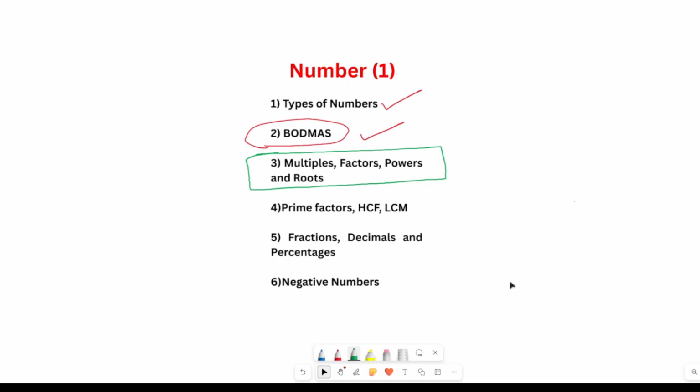The third lesson in this big topic of numbers 1 is multiples, factors, powers, and roots. So let's make our way to the whiteboard and unpack multiples, factors, powers, and roots.